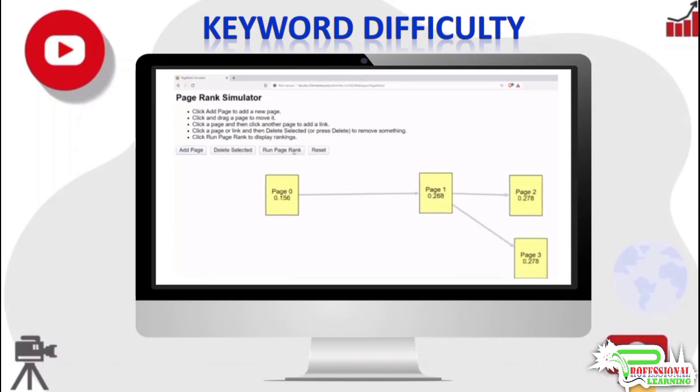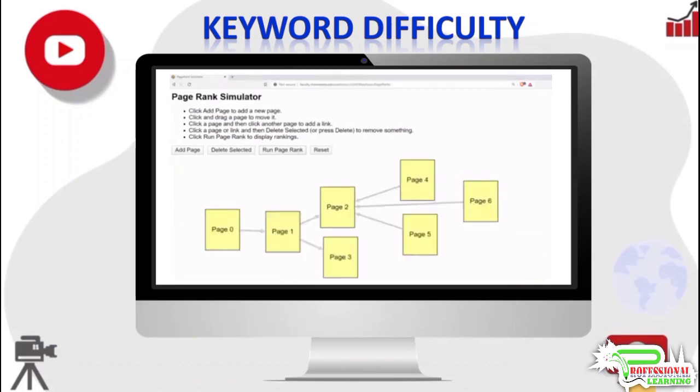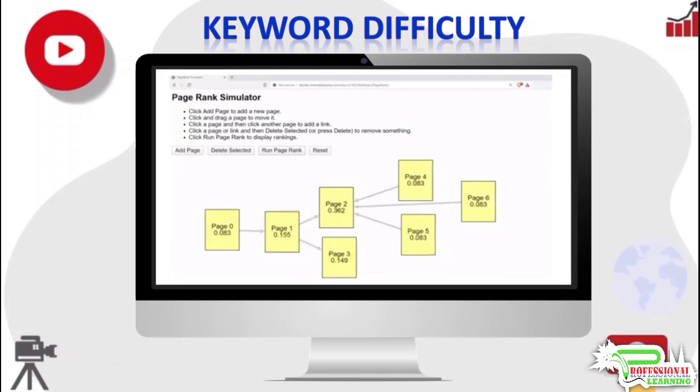In this diagram, page 2 has 4 incoming links and no outbound links. So it will have the most authority, and pages 0, 4, 5 and 6 have no incoming links and one outbound link. So these pages will have the least authority. The more outbound links a page has, the lower its authority will be.